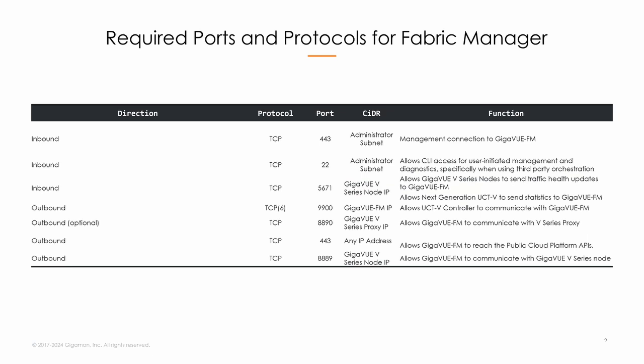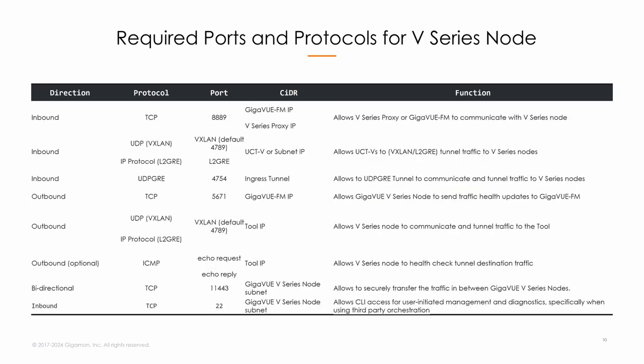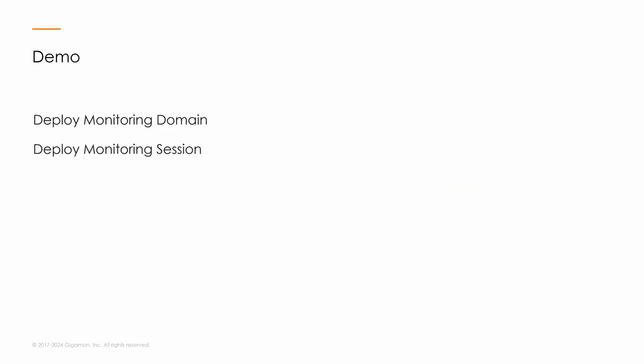Now let's talk about communication for traffic flow. There are certain elements that are required. You'll see here we've already defined the inbound and outbound rules that are required for a successful deployment. And this one is showcasing what's required for Fabric Manager and the vSeries node.